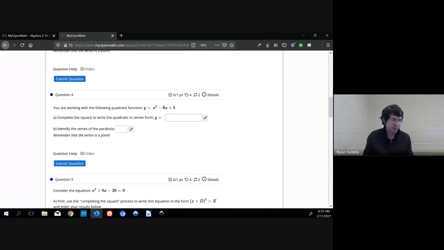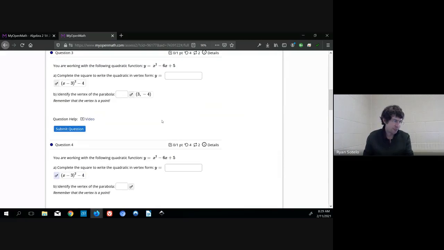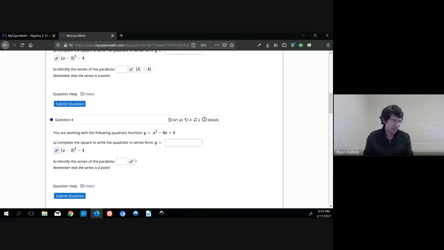This one, half of the 6 makes x minus 3 squared. Again, minus 9 and a plus 5 make a minus 4. So is that the same? That's the same. You got the same question twice. And so the vertex is the same.